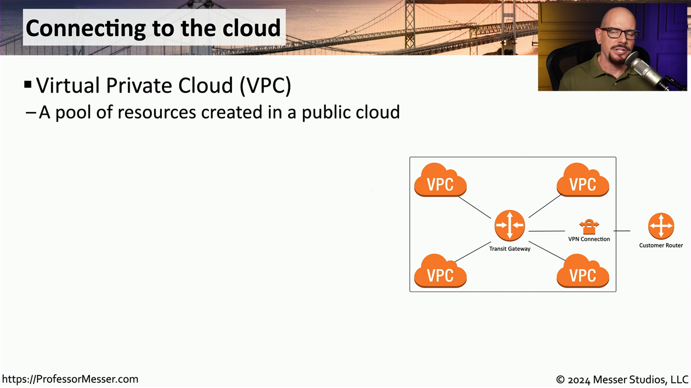A common application instance inside of a cloud infrastructure might include a web server, a database server. There could be load balancers, virtual switches and routers, and virtual firewalls. All of these will run inside of a virtual private cloud, or a VPC.